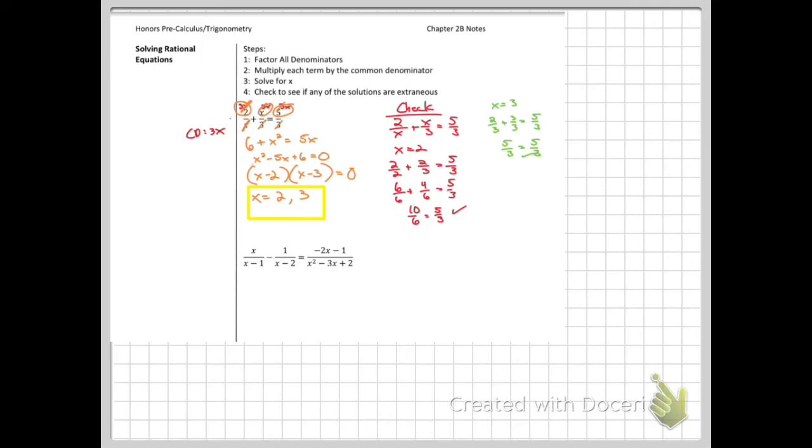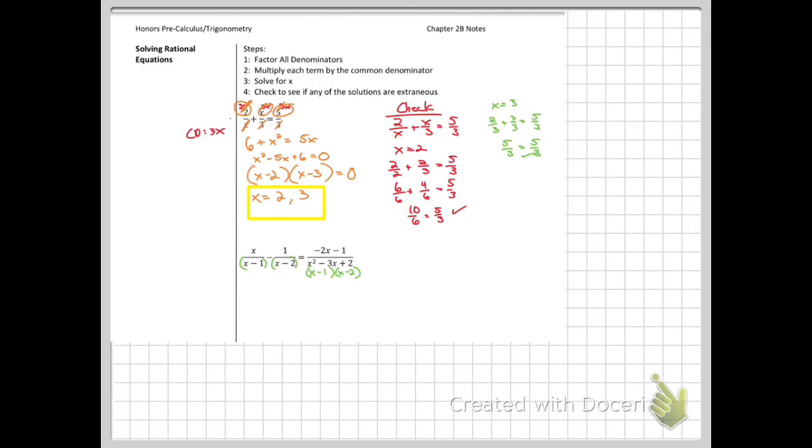This one needs to be factored first. So clearly this is already in factor form. That's already a factor. This one needs to be factored. Hopefully you're practicing your factoring. So -1 and -2, x minus 1 and x minus 2.